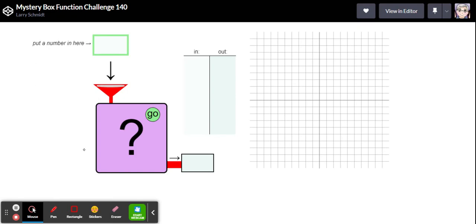In the purple mystery box there is some math and your challenge is to figure out what that is. You can try this out by using the link in the description, put in as many numbers as you like, and when you think you've got an answer, come on back and see if we get the same thing. Alright, let's begin with 0.